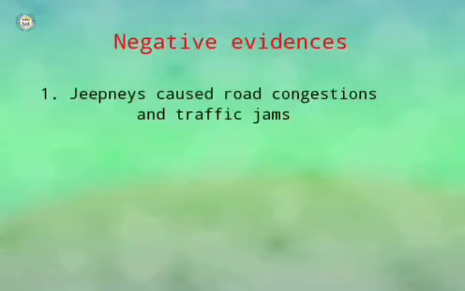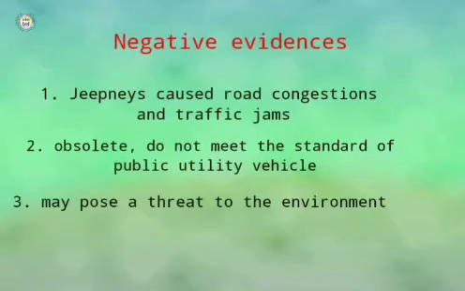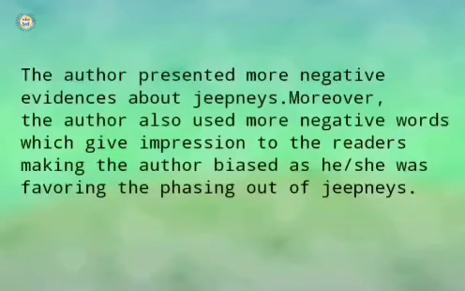For the negative evidences, the author presented the following. First, jeepneys cause congestions and traffic jams. Second, they are obsolete and do not meet the standard of public utility vehicle. Third, they may pose a threat to the environment. Fourth, they may also compromise the safety of the passengers. The author presented more negative evidences about jeepneys. Moreover, the author also used more negative words which give impression to the readers, making the author biased as he or she was favoring the phasing out of jeepneys.